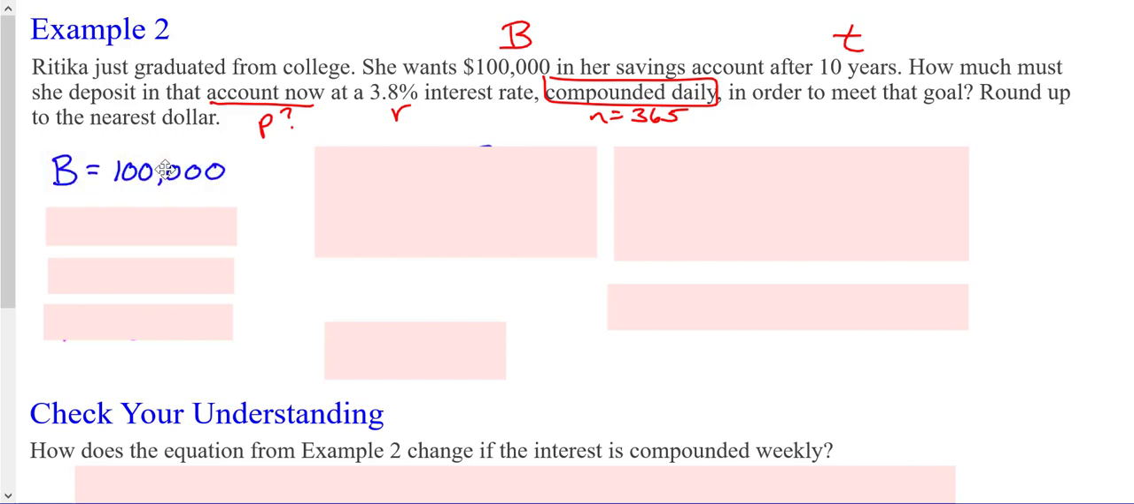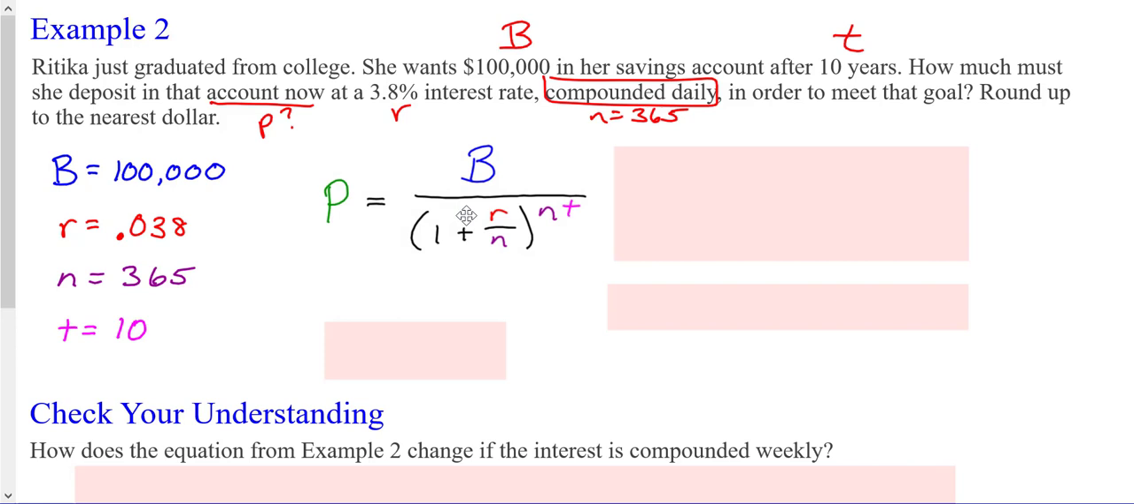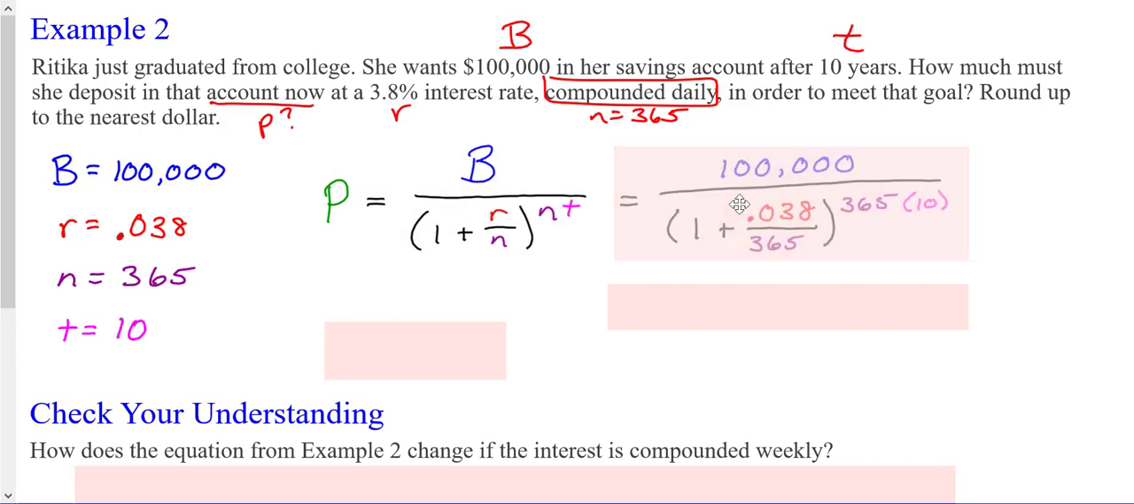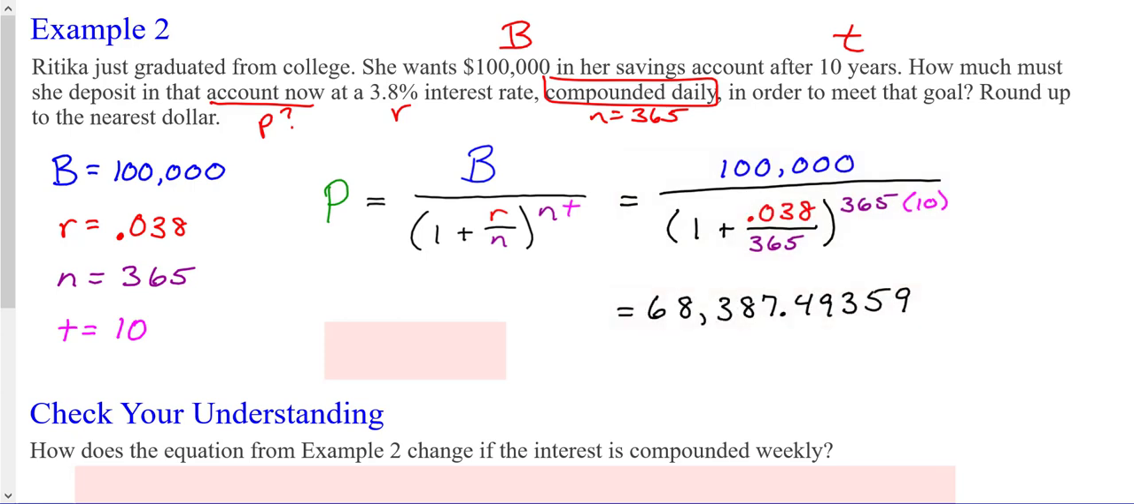So our ending balance we want is 100,000. Our rate is 3.8% or 0.038 in decimal form. We're compounding daily, so n is 365. And our time frame is 10 years. So we're going to take our future value for a single deposit formula, plug in our amounts, and we end up with $68,387.49359.